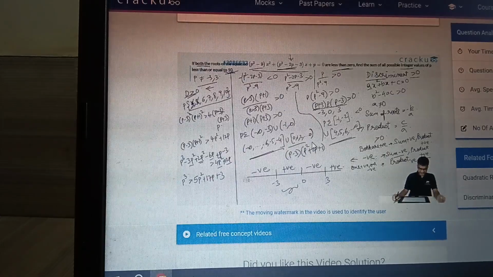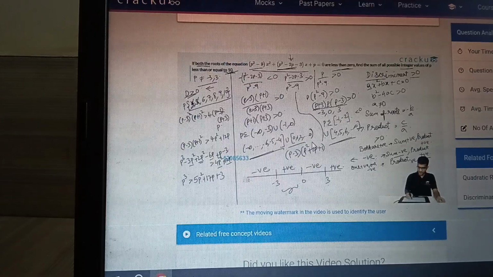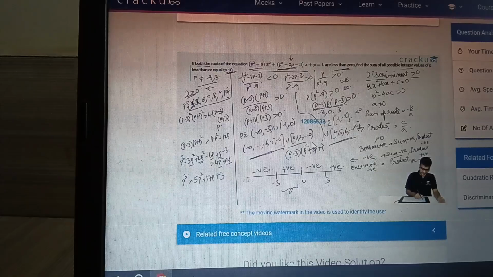Will the inequality be satisfied when p is equal to 6? p cube is equal to 216. And 5p square is 5 into 36, which is equal to 180, plus 17 into 6 is greater than 100. So again this inequality is not satisfied.